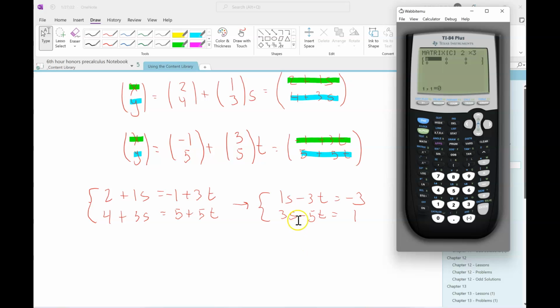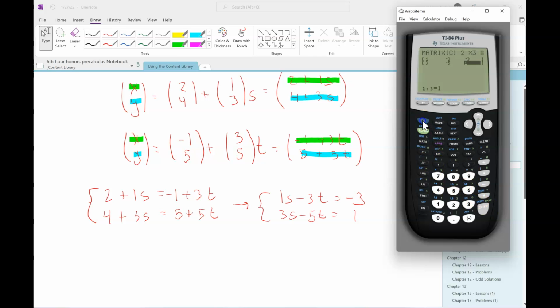Now the entries in my matrix are just going to be the coefficients from my system. So I'm going to have 1, and then -3, and then -3, and then 3, and then -5, and then 1. So my matrix should look basically identical to my system, right? The only thing that's missing are the symbols, the variables, but I have all the numerals there. Everybody's okay?